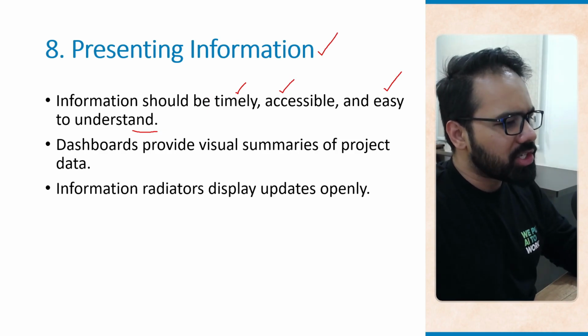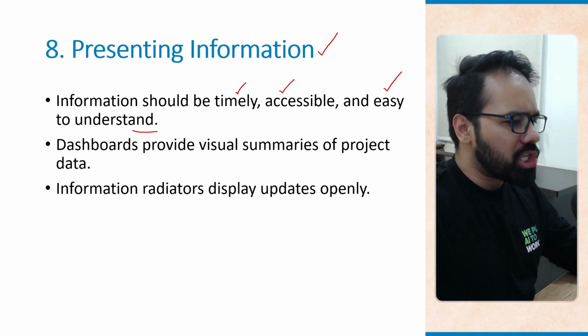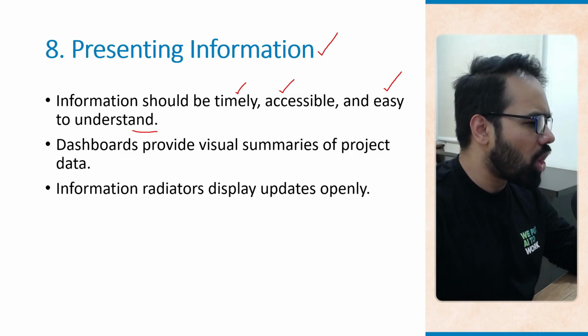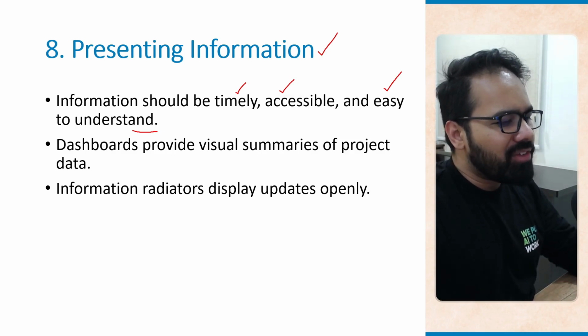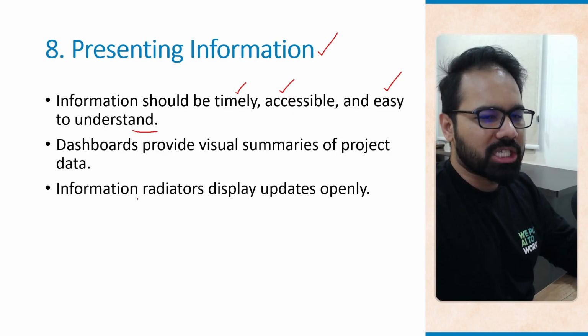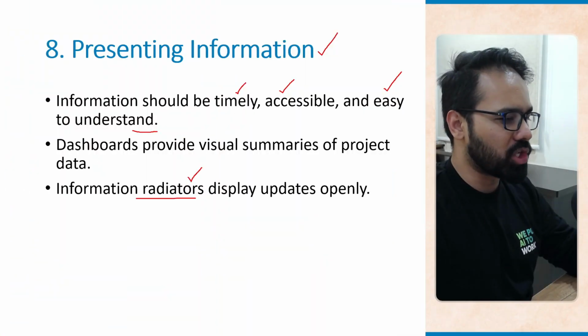Information radiators display updates openly. This could be as simple as a wall chart which shows the burn down charts and maybe the risk logs. They can keep everyone informed without needing long reports. So this is an important concept. Information radiators, something that we discussed when we were talking about extreme programming. So an entire playlist of extreme programming will also be available in the description below.